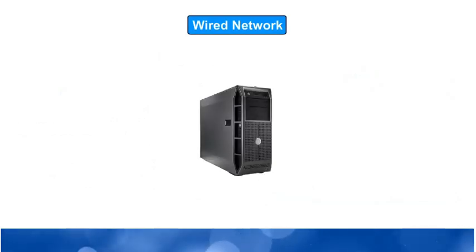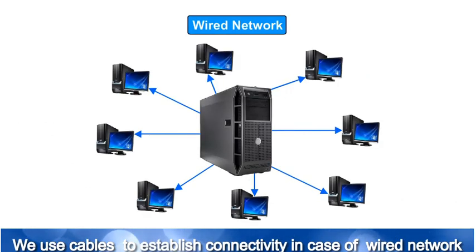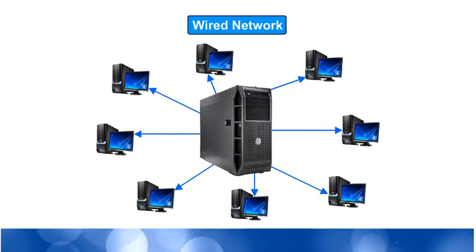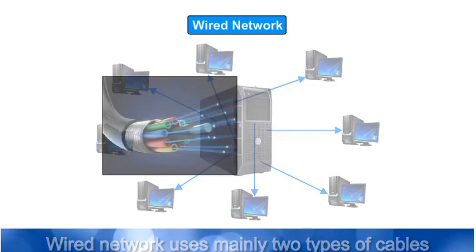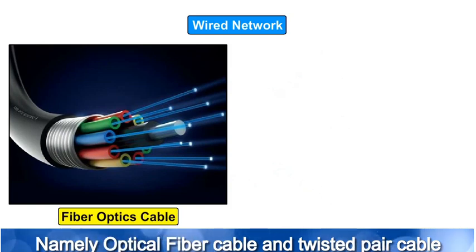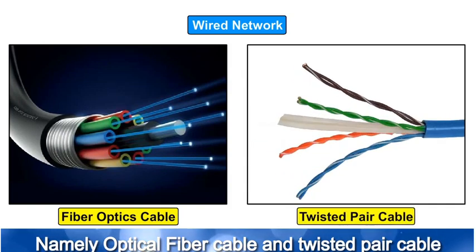Wired network. We use cables to establish connectivity in case of wired network. Wired network uses mainly two types of cables, namely optical fiber cable and twisted pair cable.